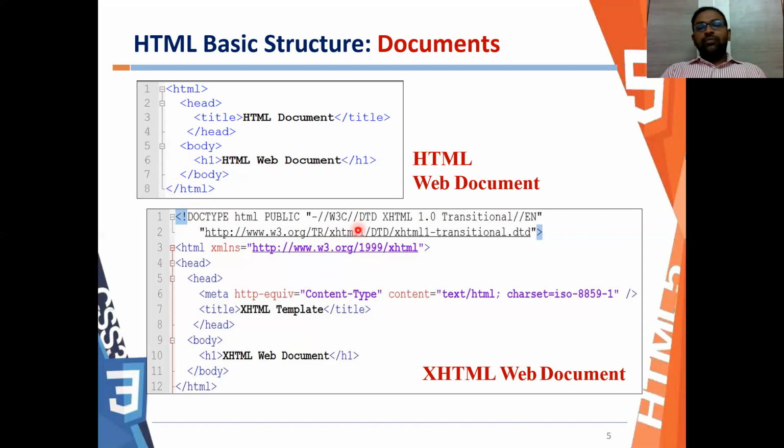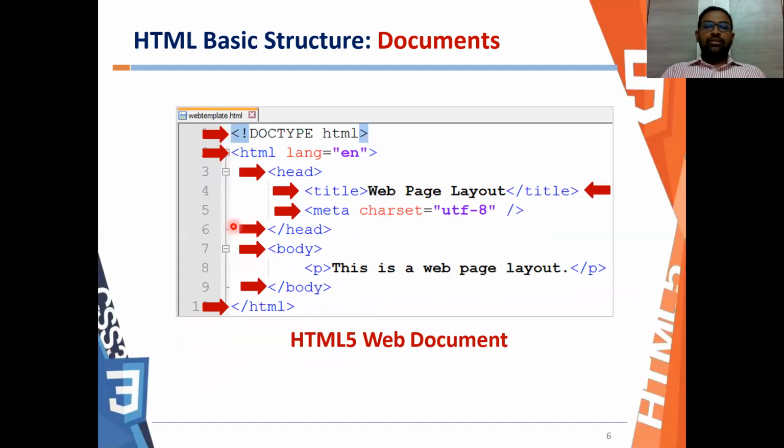When you take an XHTML web document, you can see something called doctype. That is always given for an XHTML web document, but the rest of the things are the same. Now you can see an HTML document. The document type defines what kind of document it is, so HTML document, and which language. The language here is an attribute of the HTML tag.